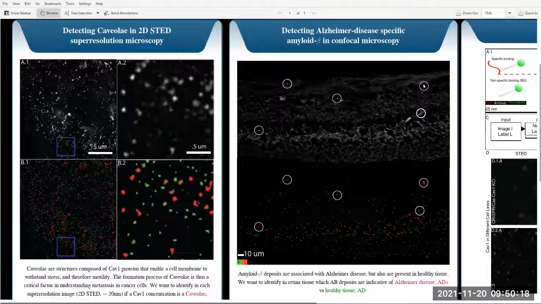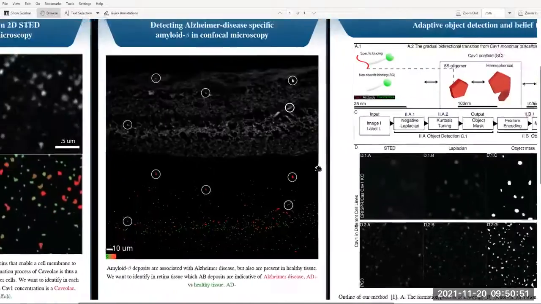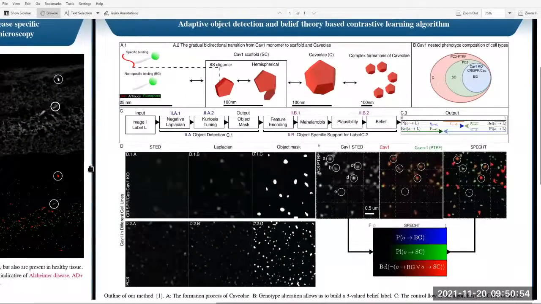On the right-hand side, you see the confocal microscopy of retinal tissue of an Alzheimer positive diagnosed patient. The aim here is to identify which amyloid beta deposits are actually indicative of disease and which are present in normal patients. This is a hard problem because amyloid beta is naturally occurring, so we really need to identify locally what parts are actually indicative of disease. So after that introduction, we'll focus on the Caveolae use case.